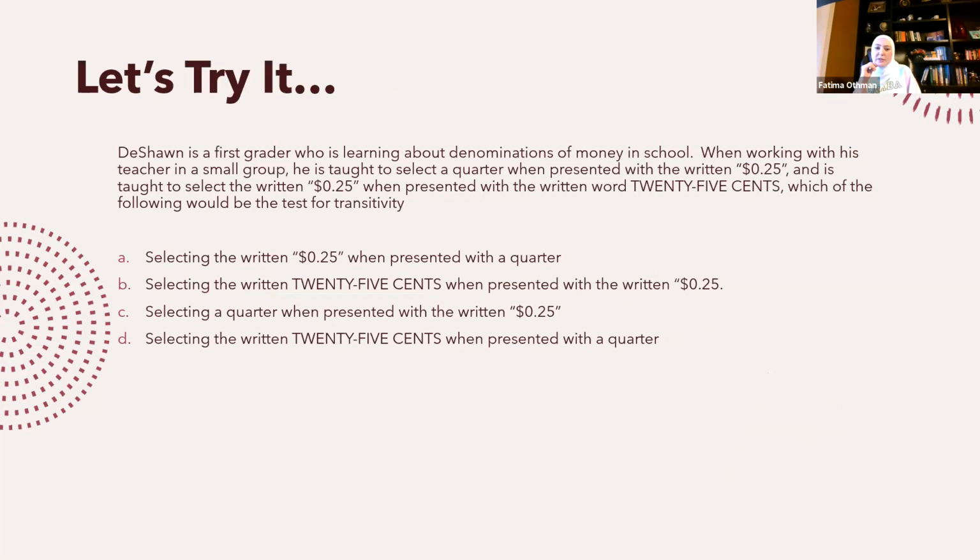Deshaun is a first grader who is learning about denominations of money in school. When working with his teacher in a small group, he is taught to select a quarter when presented with the written 0.25, and is taught to select the written word 0.25 when presented with the written word 25 cents. Which of the following would be the test for transitivity?